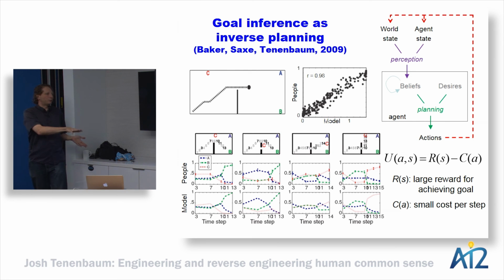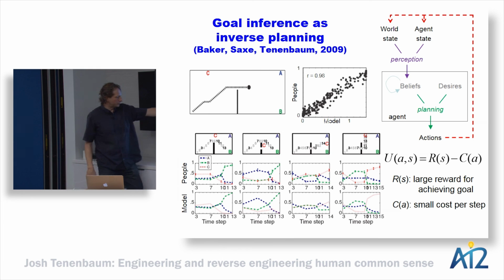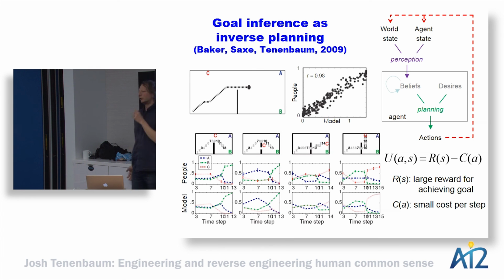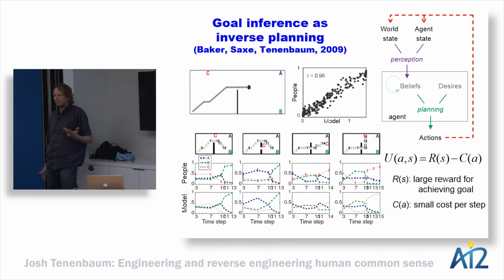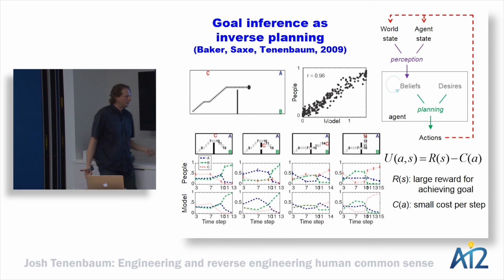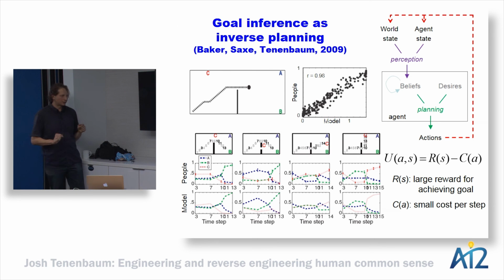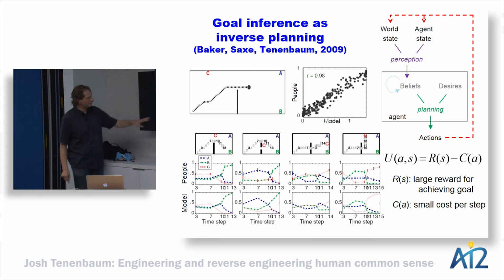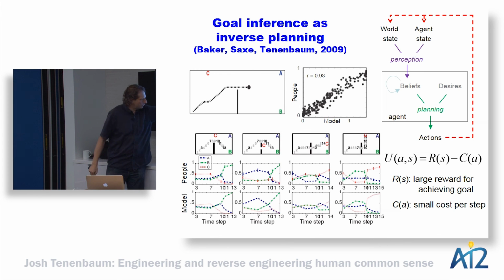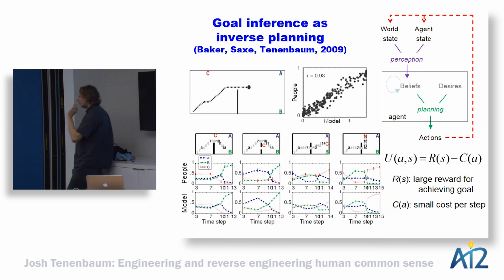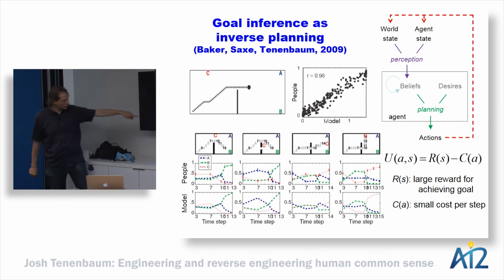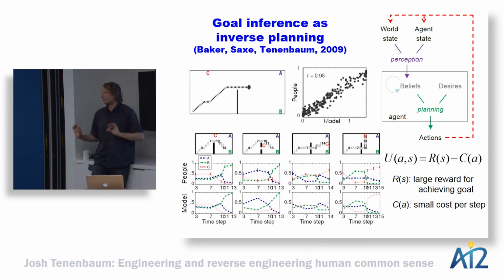sort of effectively efficient planning. Like the model is assuming, if you're familiar with inverse reinforcement learning or inverse optimal control, it's a similar kind of idea. You're assuming that the agent is trying to maximize their expected utility, where they get a big reward for getting to their goal and there's a small cost of each action. And then basically by interpreting these different patterns of motion and saying what's the most likely goal, you can do a really remarkably good job of predicting people's judgments about the agent's goal, right?